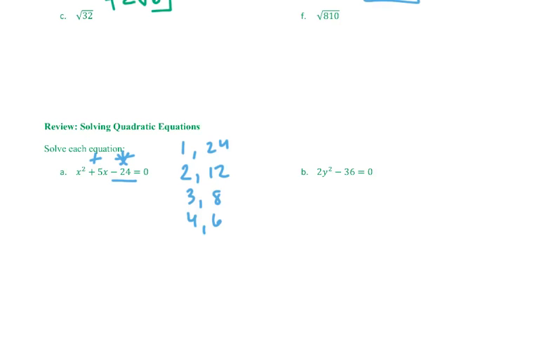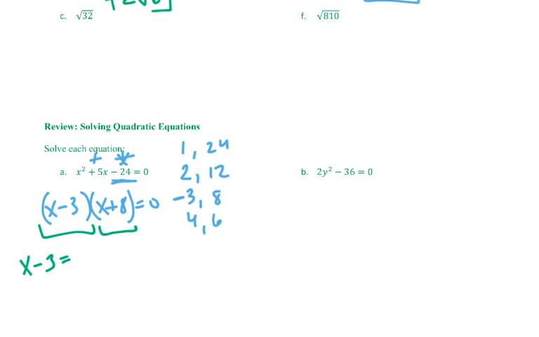If I have a negative 3 and a positive 8, when I multiply them, I get negative 24. When I add them, I get a positive 5. So I can factor this to be x minus 3 and x plus 8 equals 0. To find out when this left-hand side equals 0, we take each of the factors, because 0 times anything equals 0. So I take each of the factors and set them equal to 0.